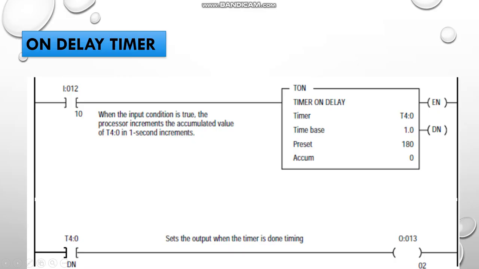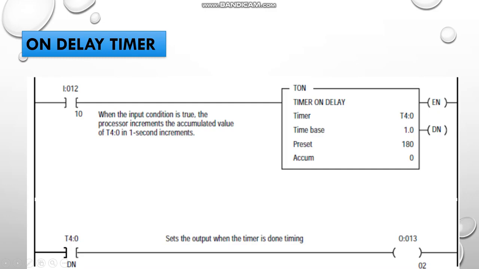You can see here the accumulator value is 0 and the preset value is 180. When the timer gets energized, the enable bit will be energized, showing that the timer is running. During the timer running, the accumulator value starts counting from 0 to 180 with the time base of 1. You can initialize here based on your particular application, you can change your time base. Once the accumulator value and the preset value become equal, the enable bit gets de-energized and the done bit gets energized.